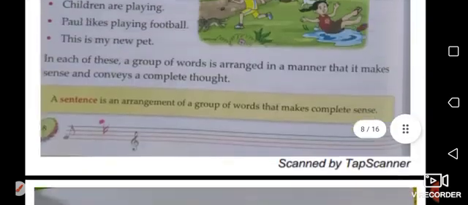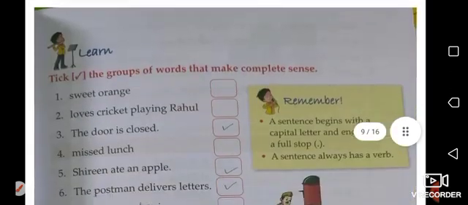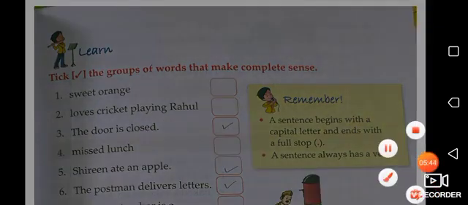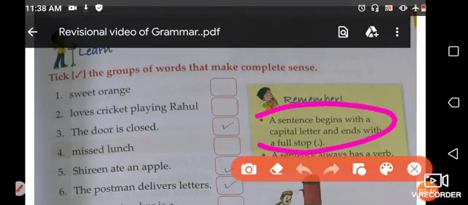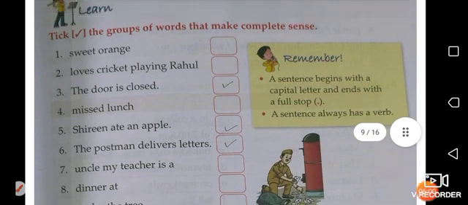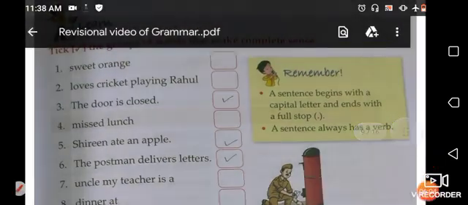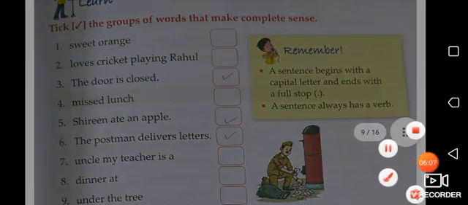Let's move on to the next. Always remember one thing: a sentence always begins with a capital letter. It always starts with a capital letter and ends with a full stop. And a sentence always has a verb. Every sentence has a verb.